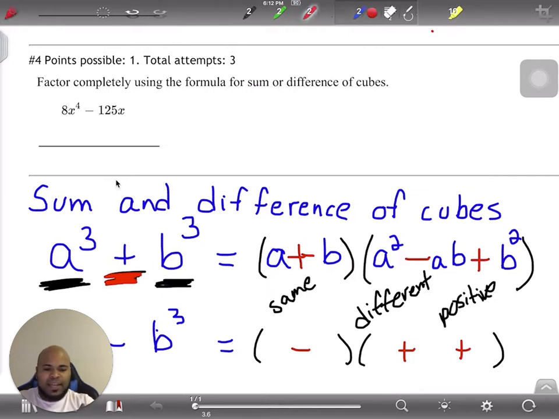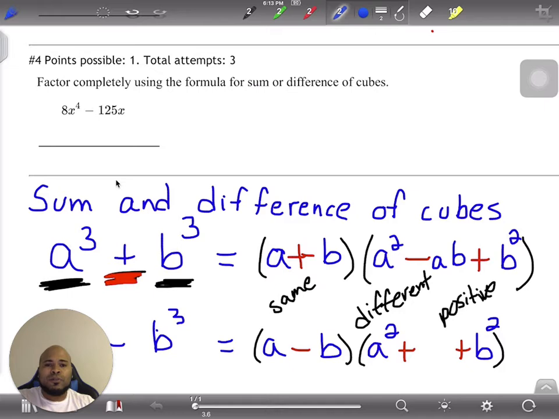The variables stay exactly the same. The first term is a cubed, so the first term of my binomial is just a. The second term is b cubed, so the second term of my binomial is just b. Then I forget about the problem and use this a and b: square the first, write it first, square the last, write it last, and in the middle combine them, multiplying a times b. The most important part in these problems is to identify what a is and what b is.